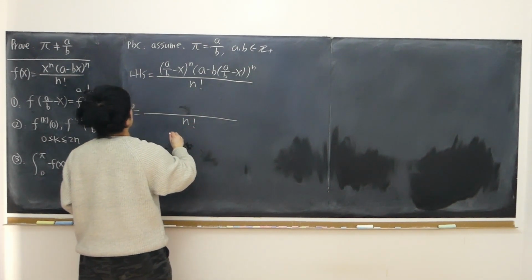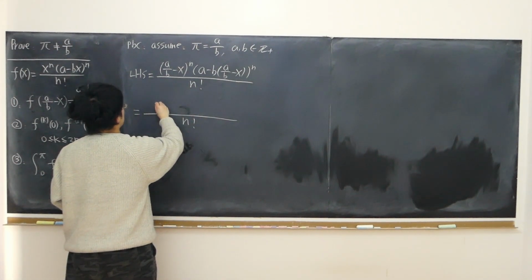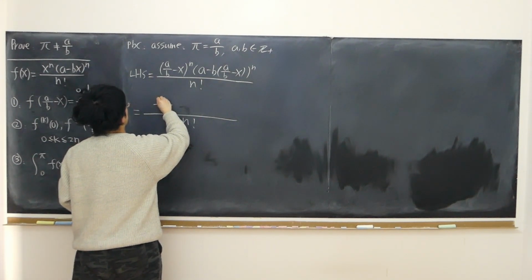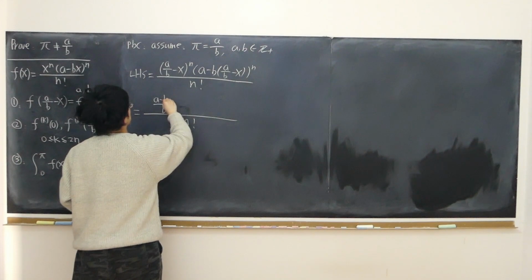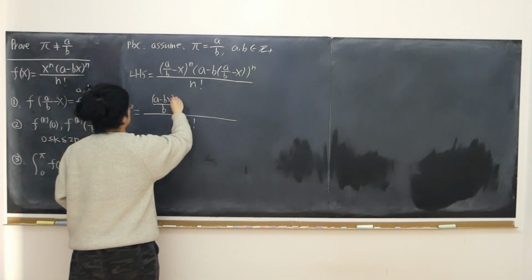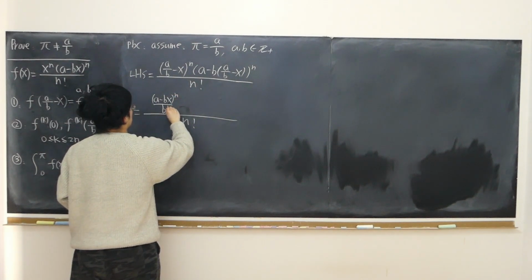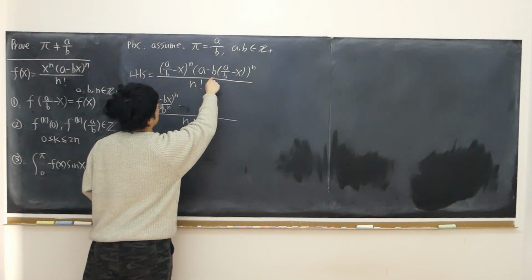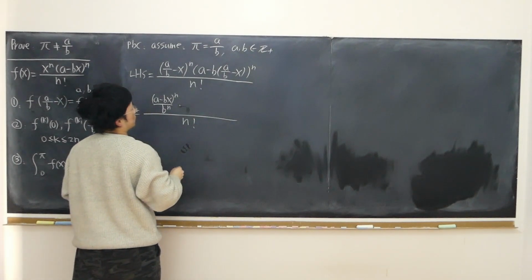n factorial. Common denominator here is b. At the top we have a minus bx. Then we just distribute the power to the top and bottom. And we have to deal with this. So b times a over b, that's a. A minus a, 0. And minus b times minus x, that's bx.